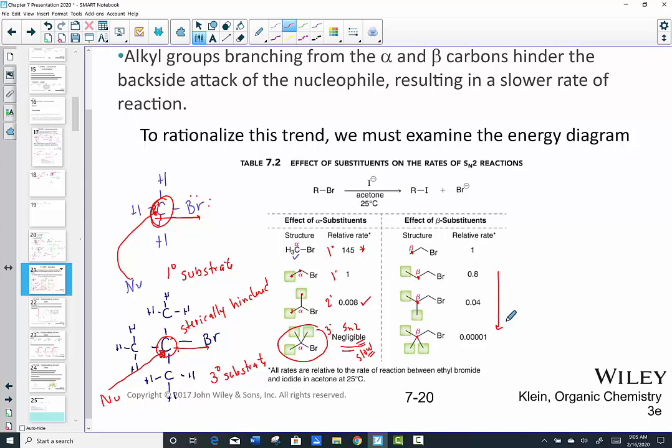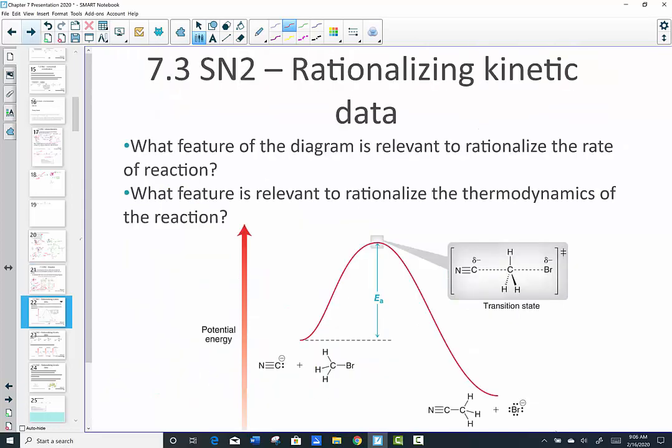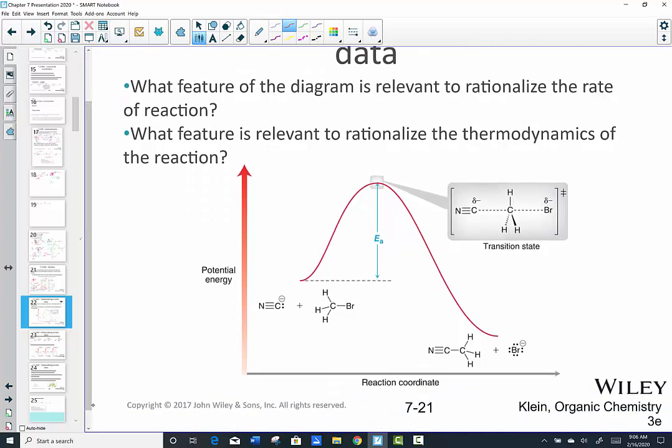So to promote collisions, we need an unhindered target. And that's what this is reminding us in terms of the energy. It takes a whole lot of energy to try to create a transition state when that carbon is buried and protected by other alkyl groups. So notice this feature. The rate of the chemical reaction is measured by the activation energy. The lower the activation energy, the faster the kinetics.